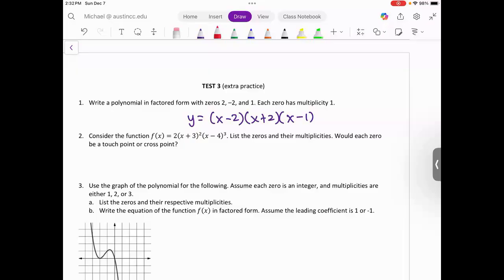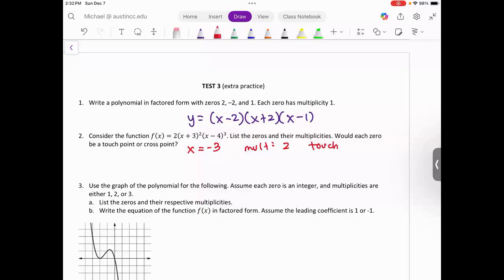Okay. For the function f of x equals 2 times x plus 3 squared times x minus 4 cubed, we want to list their zeros and their multiplicities, and then say whether each zero would be a touch or a cross point. So we have a factor of x plus 3 corresponding to a zero of x equals -3. That factor is squared, so it has a multiplicity of 2, and that means it would be a touch point.